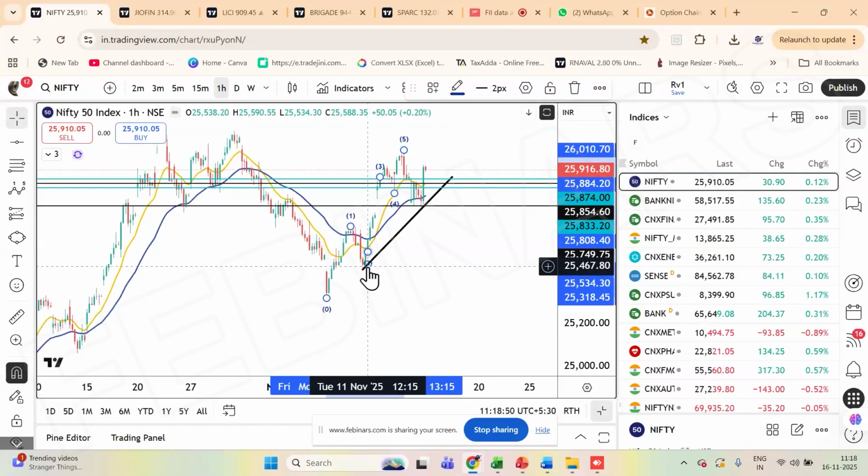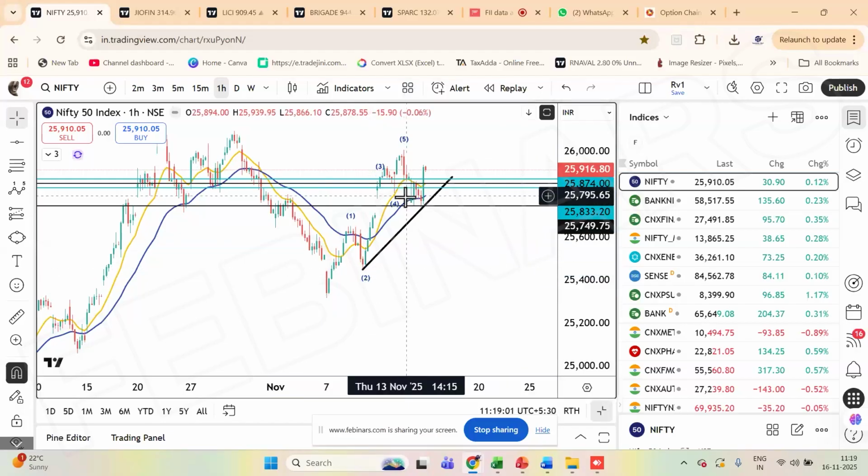The shorter time frame wave counts are also showing for Nifty. So it is clear that wave 2 has been completed. Now wave 3 might start. This is the retracement. So 25,750 to 720 holds to be a very, very big threshold for me.